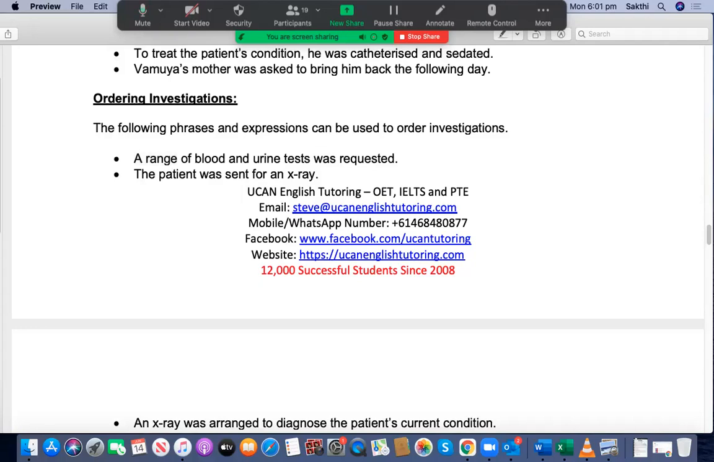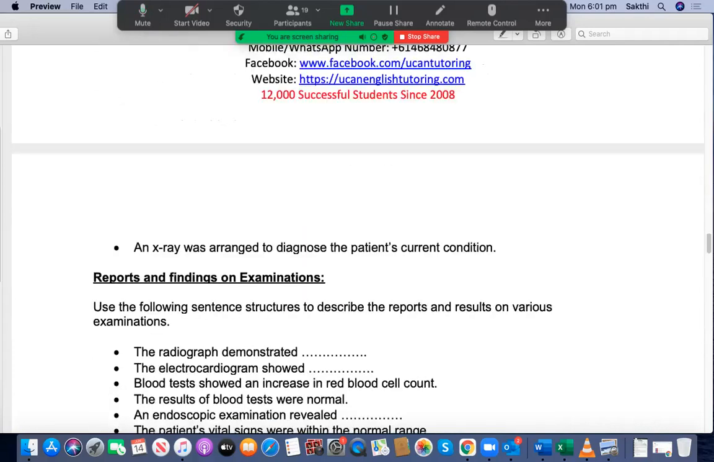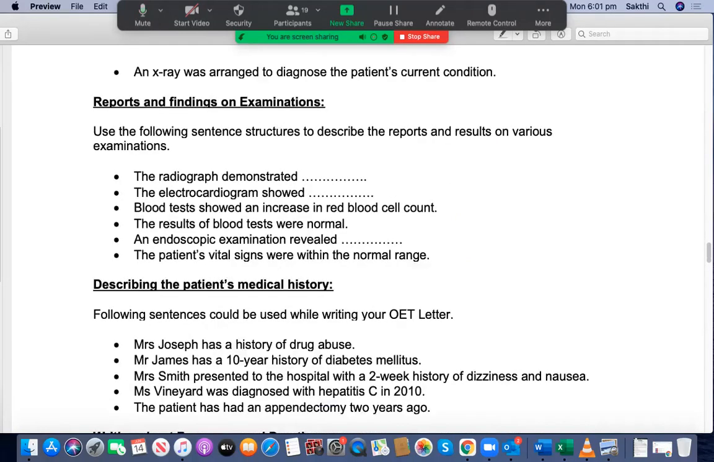Okay. The patient was sent for an X-ray. That should be the next one. And look at this one. An X-ray was arranged to diagnose the patient's current condition. Okay. All right. Let me go to the next one.